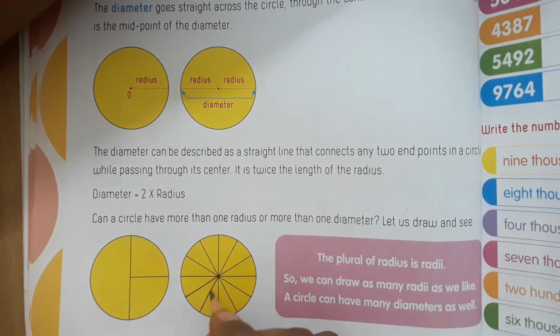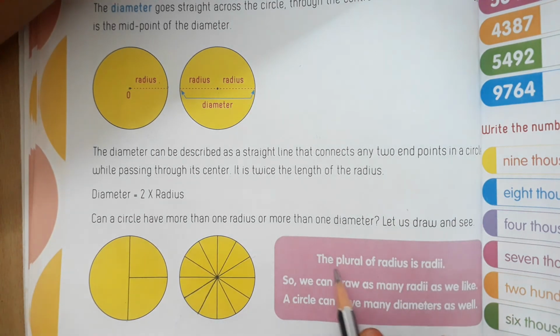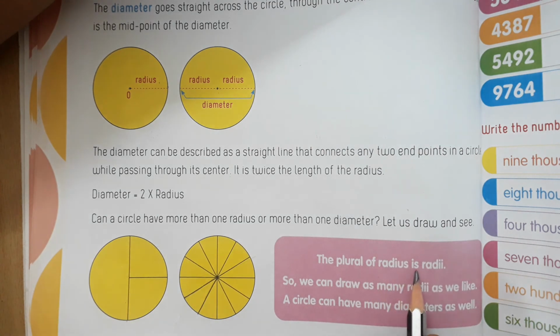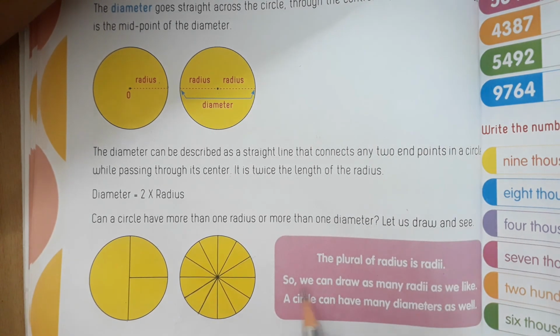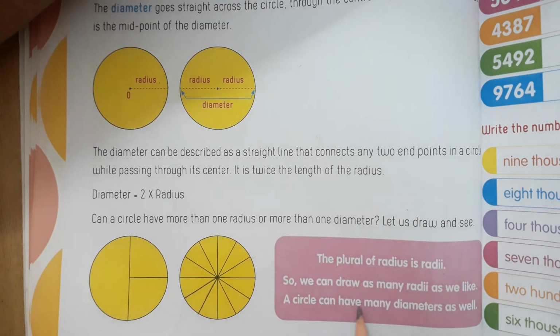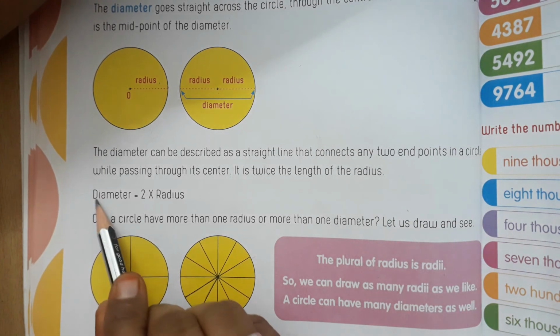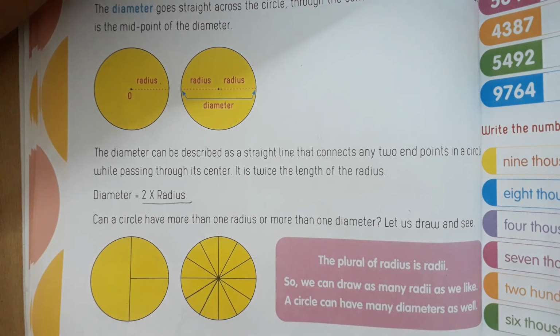The distance from the center to the point on the circle is a radius. The plural form of radius is radii. So, we can draw as many radii as we like. A circle can have many diameters as well. So, what is the diameter formula? Diameter is equal to 2 into radius.